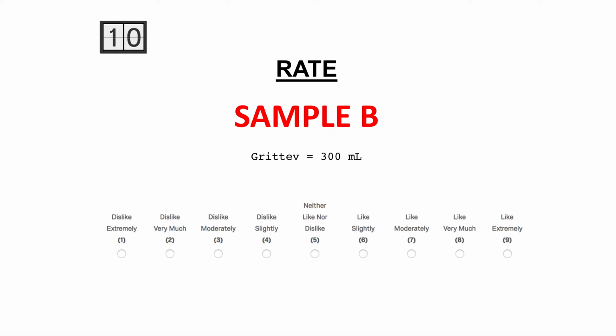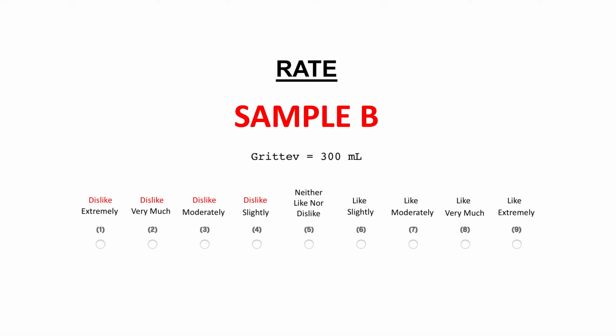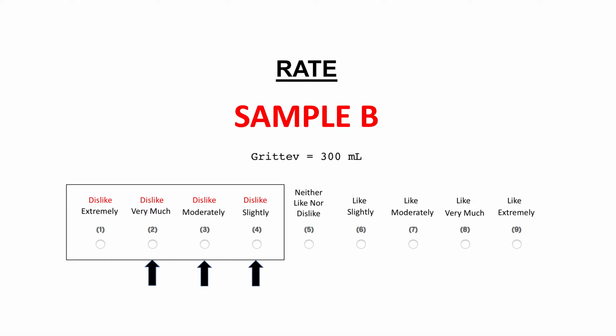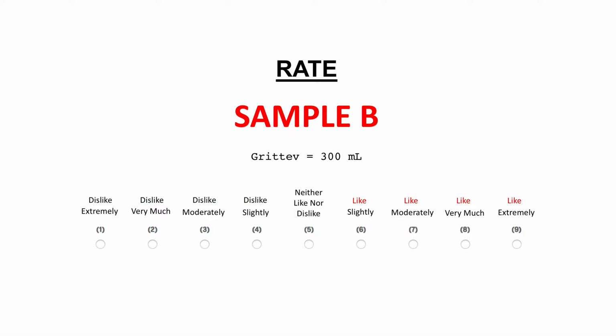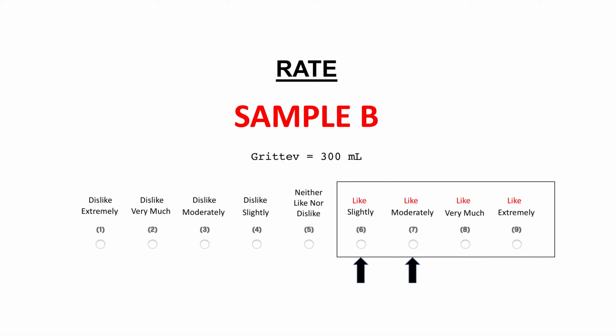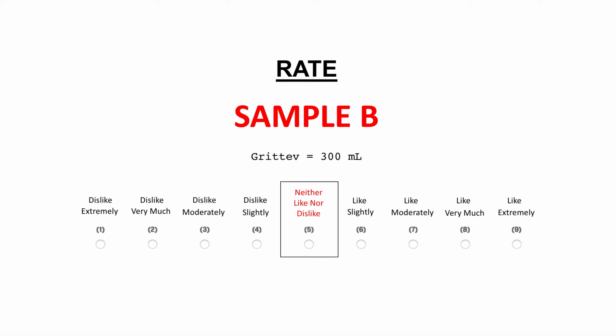to do this. If you dislike the sample, your rating will fall on the left side of the scale, from 1 to 4, and you can indicate how much you dislike the sample by selecting dislike slightly, moderately, very much, or extremely. If you like the sample, your rating will fall on the right side of the scale, from 6 to 9, and you can indicate how much you like the sample by selecting like slightly, moderately, very much, or extremely. If you neither like nor dislike the sample, select the middle option.